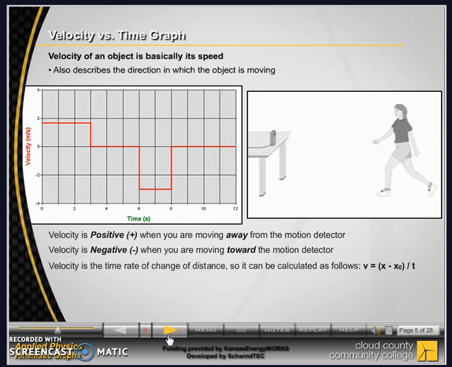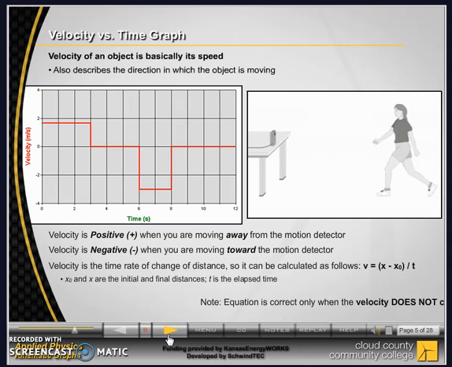Velocity is the time rate of change of distance, so it can be calculated as follows, where x_o and x are the initial and final distances or positions, and t is the elapsed time. Note, the equation is correct only when the velocity does not change with time. For example, the velocity is constant or acceleration is 0.